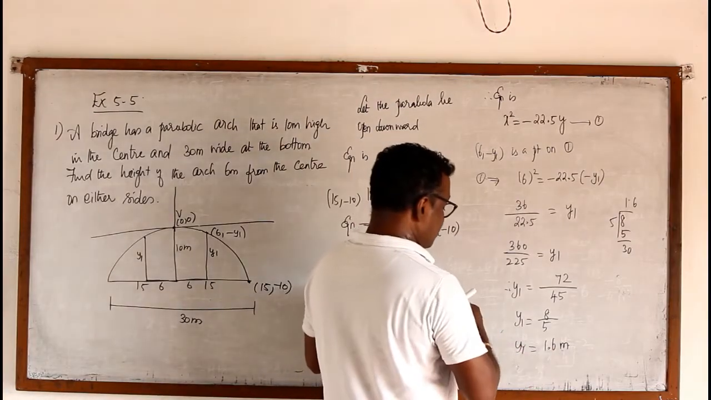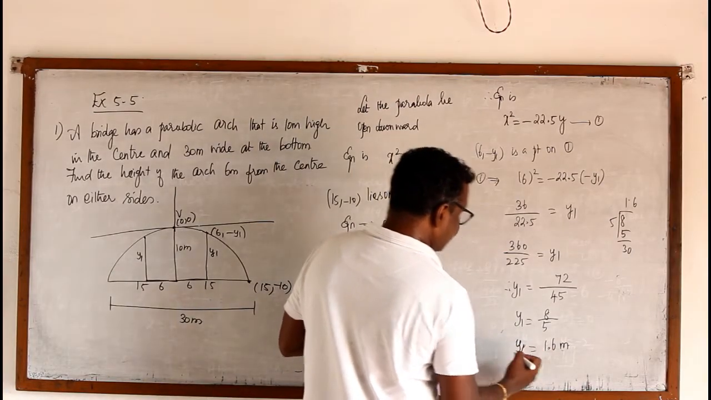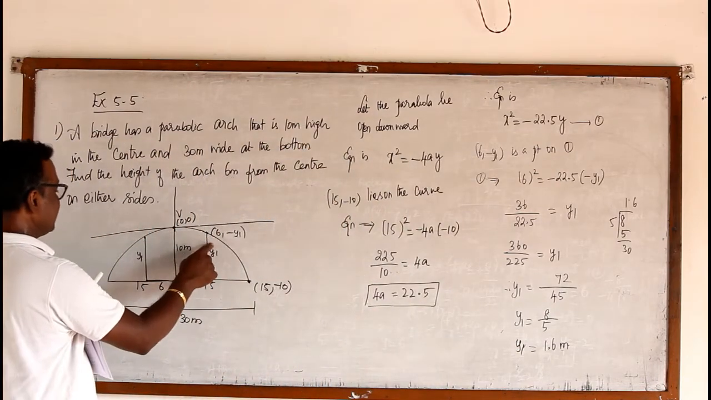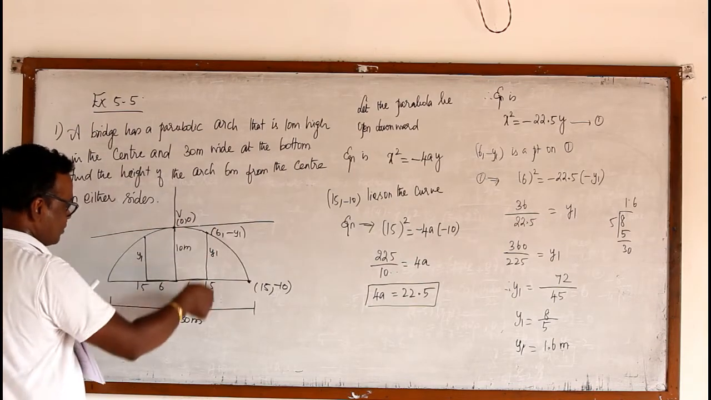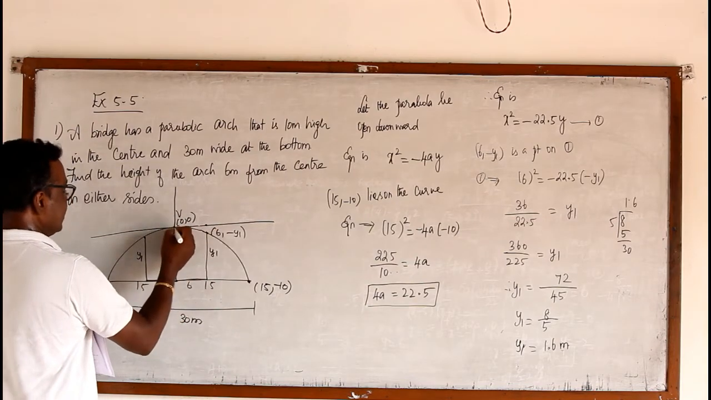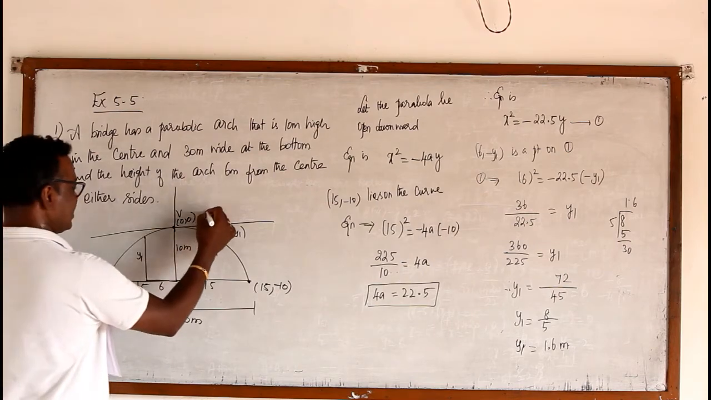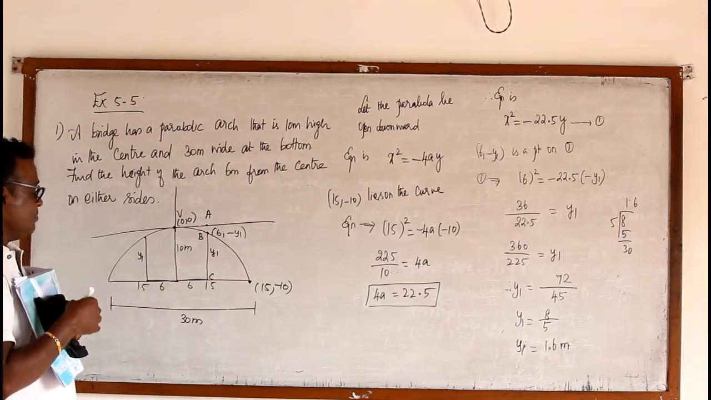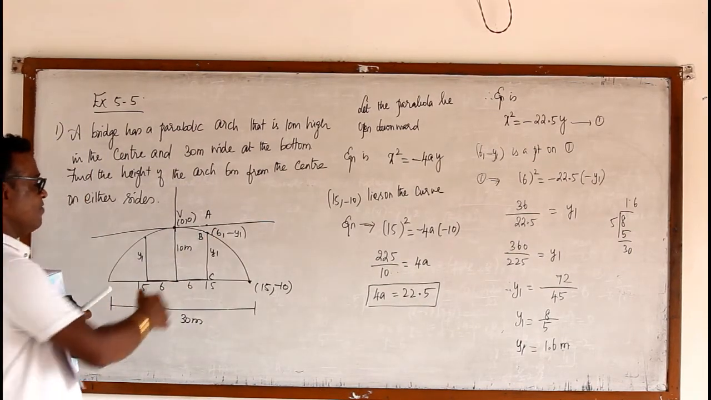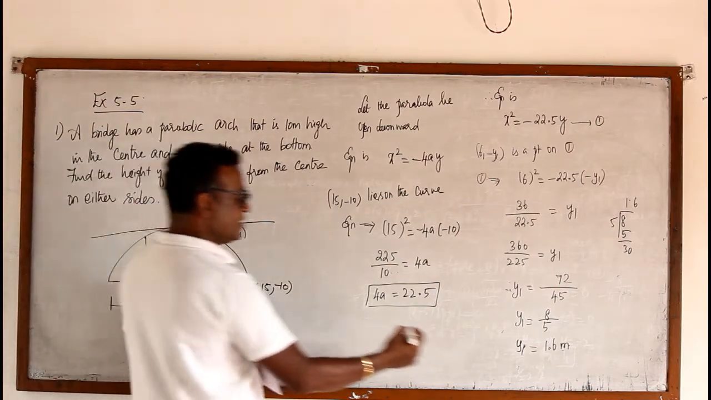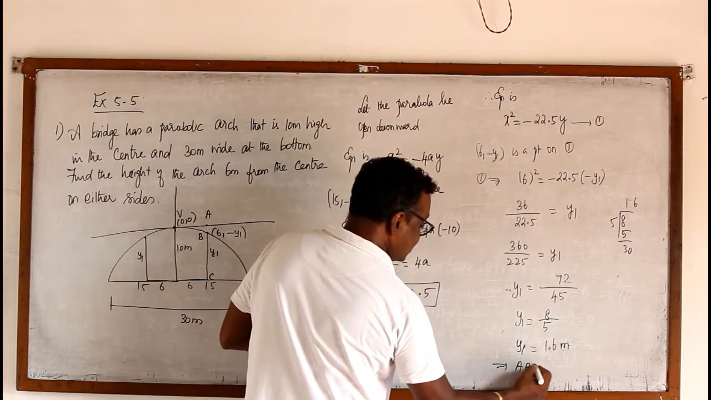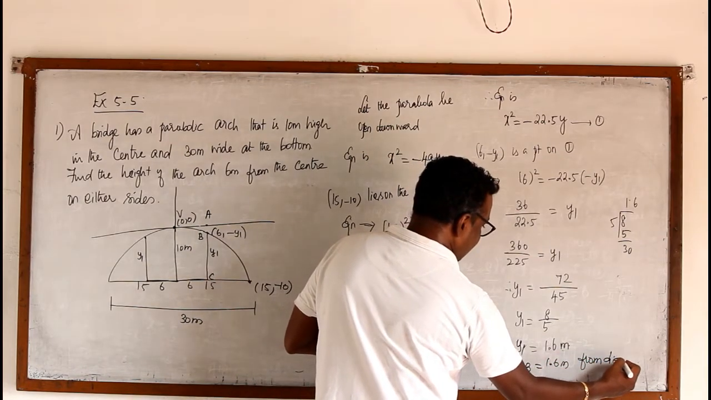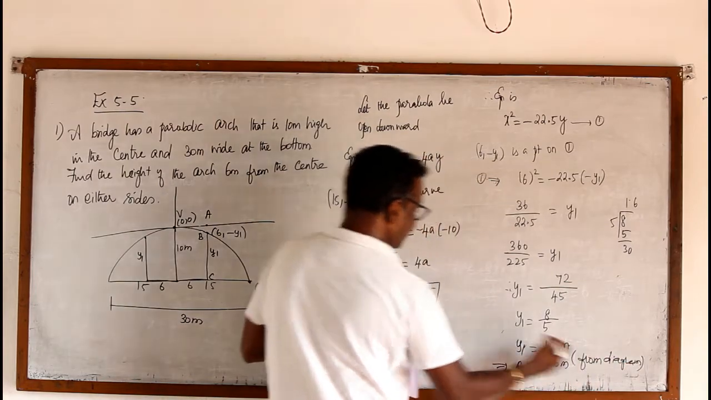So y1 is 1.6. But this is not the height we need, because I have to find this height. This height must be measured from this place, because here is the vertex. Suppose I name these points A, B, C. I have to find BC, but what we have found is AB only. So from the diagram, AB is 1.6 meter. Remember, I have to measure only from the vertex.